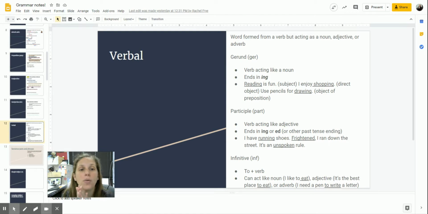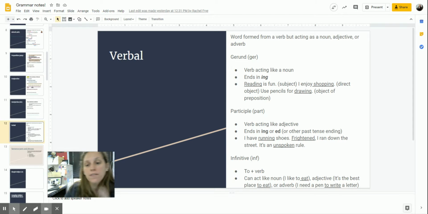So verbals are words that are created from a verb, like to run, or run, or jump, or write, but act like a noun, an adjective, or an adverb. All right. So they come in three different flavors. You can either have a gerund, a participle, or an infinitive, and we have the shortened form of it right here in terms of what you're marking it as if you were breaking down a sentence.